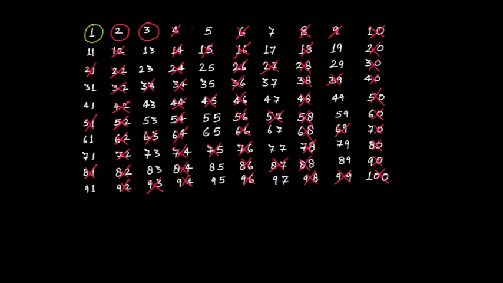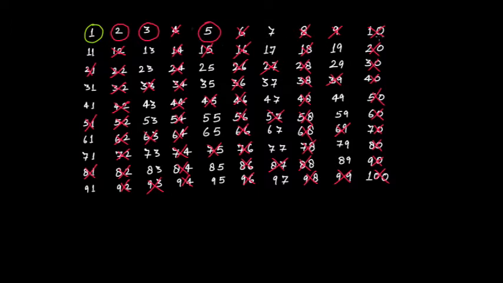What next? Is 5 a prime number? Yes, 5 is a prime number. Now all the multiples of 5 will have 0 or 5 at the units place, and all the multiples of 5 will not be a prime number, so you have to put a cross on it. So 5 and 2, go on checking.